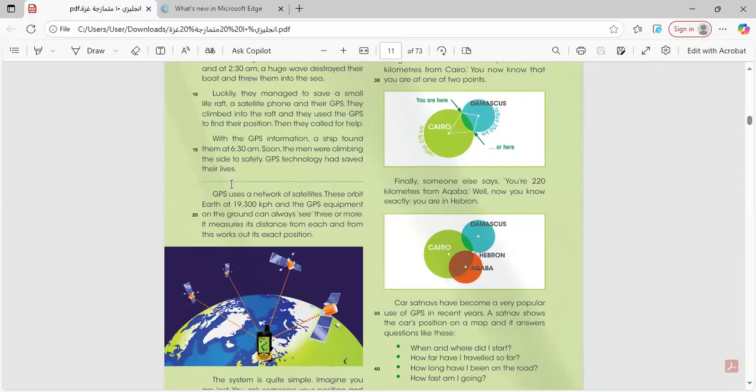A satellite phone, you see here? A satellite phone helps them to communicate with the ships around them, and their GPS defines the place where they are, so the ship came to rescue them. Okay, good job, guys.